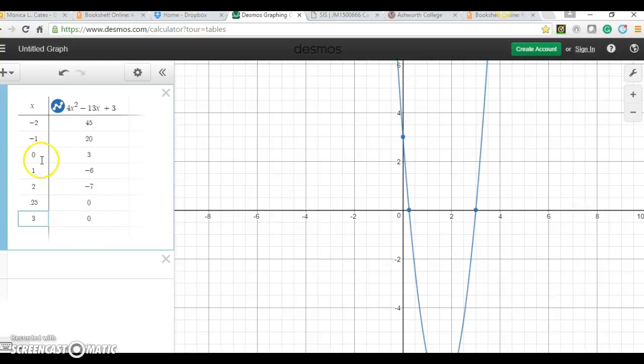We see this is actually a y-intercept, so we can see here it crosses at y. So these are the places where it crosses the x-axis, the two places, and those are my solutions, my zeros, and my x-intercepts. So I hope this helps.